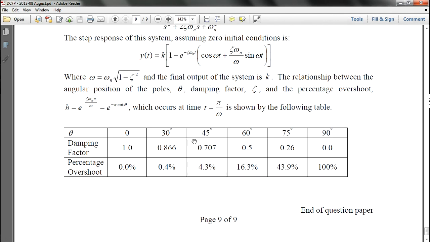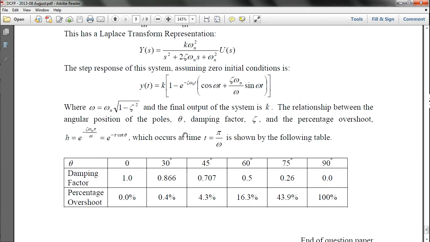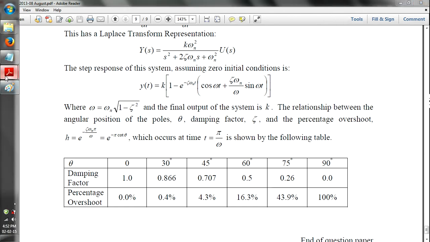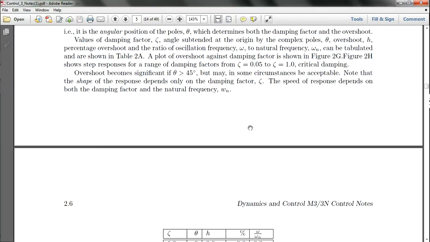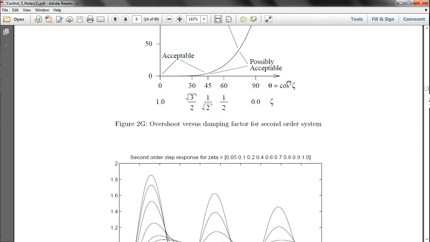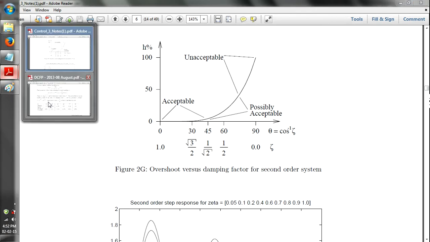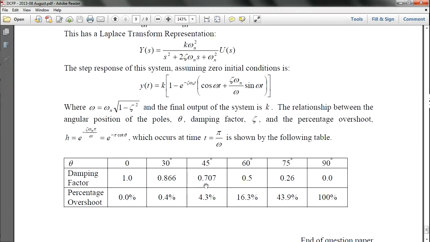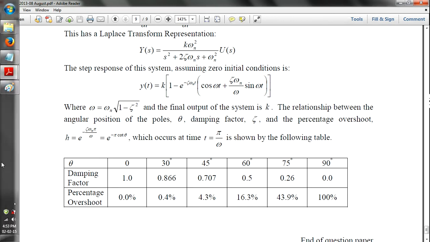And in order to find this degree, you need to have the damping factor, and then you arc-cosine the damping factor to get your degree. Then you are able to use the table to find the overshoot, damping factor and stuff like that.